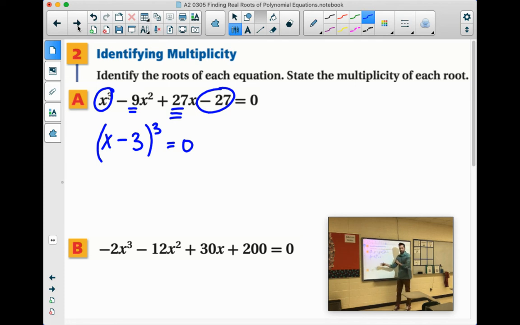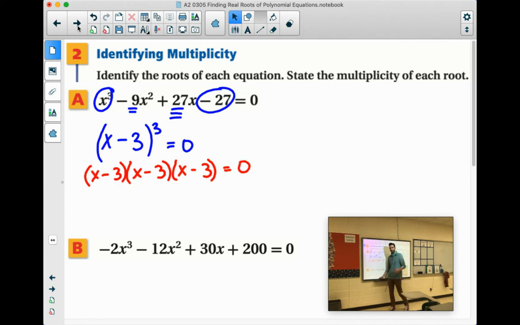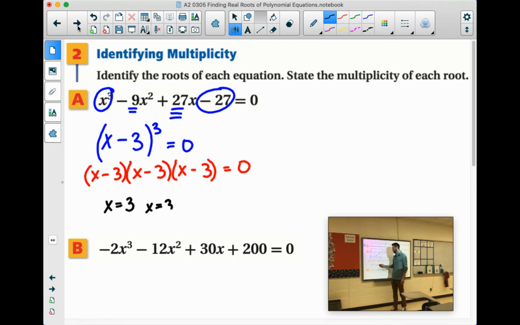So it does factor to (x minus 3) to the third, which if that was stretched out would be (x minus 3) times (x minus 3) times (x minus 3), which would give us 3 answers. It would give us x equals 3, 3 times. So for our final answer, we would say x is 3 and has a multiplicity of 3.